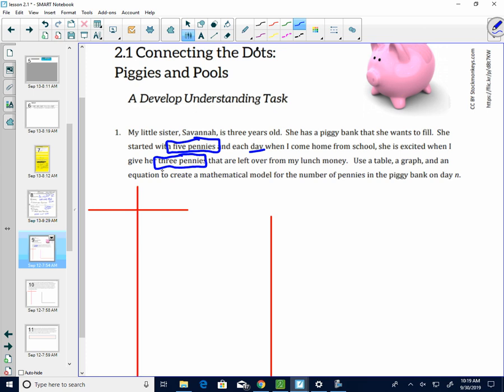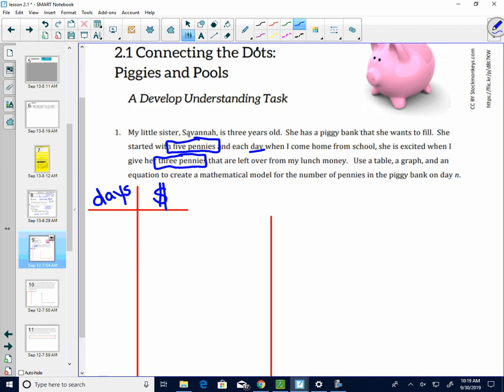So let's think about this. We have our x and y variable. X is our independent variable. So our independent variable, when we have the option, is time. In this case, it's going to be days. And our dependent variable, or our y variable, is going to be the money.